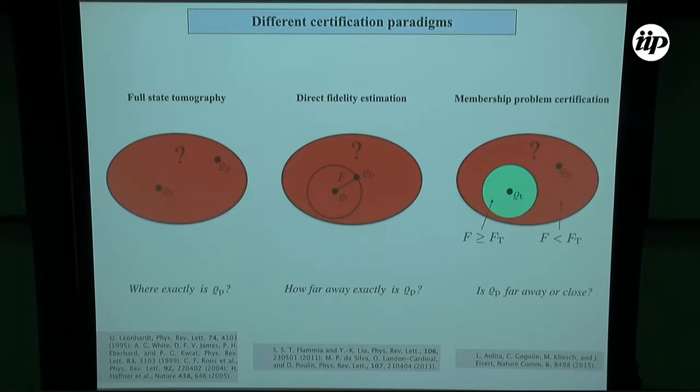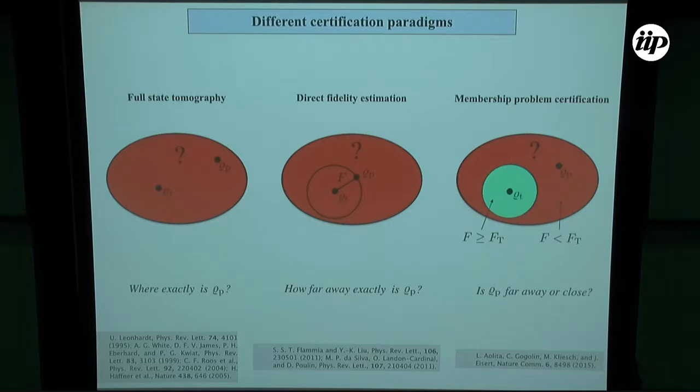So as I said, in full state tomography, what you ask is, okay, given a pure state rho t that I know and an absolutely unknown rho p, where exactly is rho p? That's what full state tomography gives you. It's a total description of rho p. Then there are other techniques that don't give you information on exactly where rho p is, they just give you information on how far away, in terms of fidelity, rho p is from rho t. So it's less information.